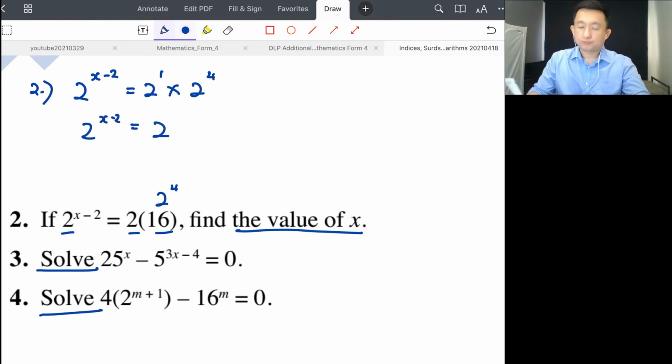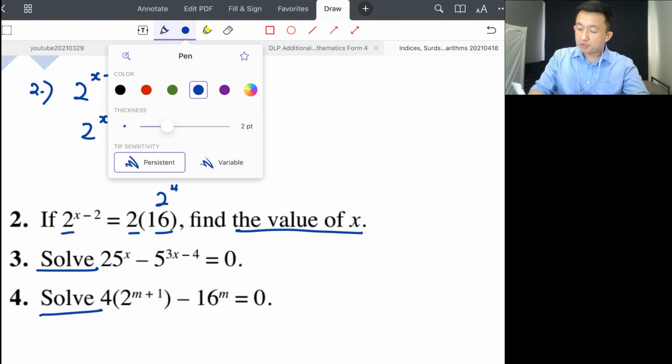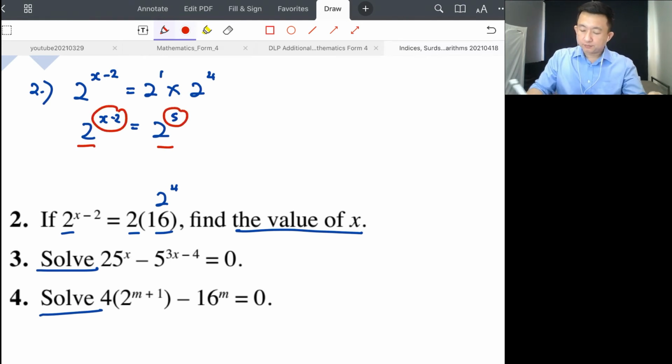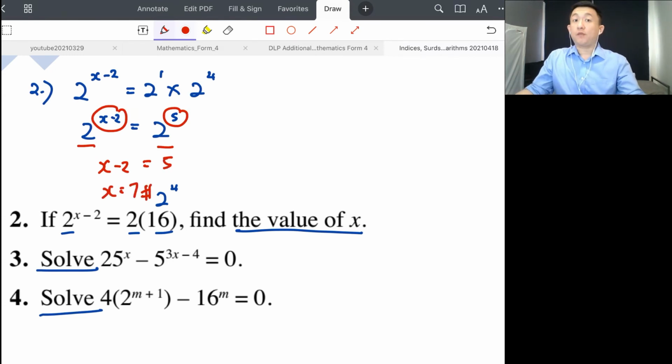4 plus 1. Okay, whenever you have the same base on the left, on the right, you have an equal sign. You can ignore the base, just look at the power. You write x minus 2 equals to 5. This is the value of x. Okay.